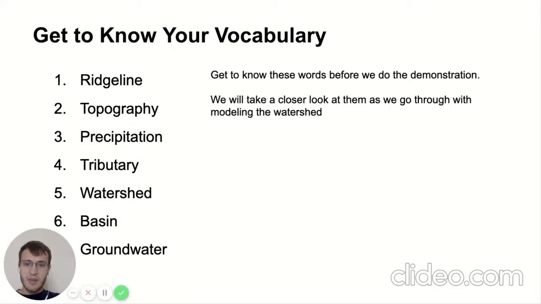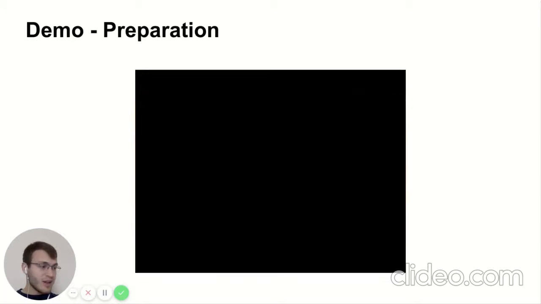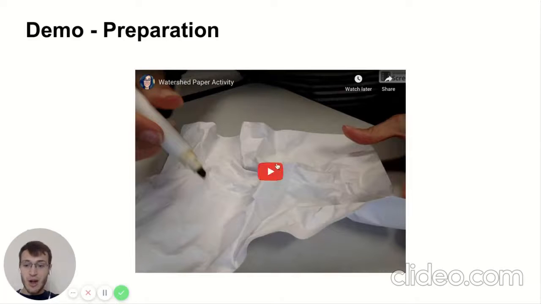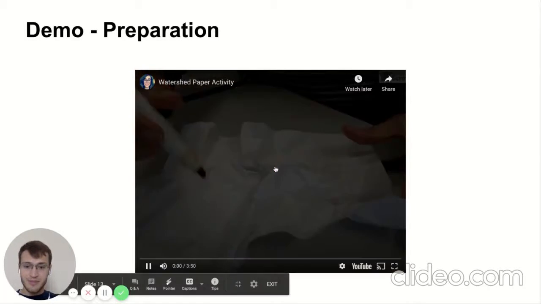All right, you should have paused the video and thought about these words, but if it turns out that you don't know any of these words, that's okay. We're going to take a closer look at them as we go through the demonstration video, and we will define them after the demonstration. So very quickly, let me show you how Ms. Chowdhury prepared for the demonstration.